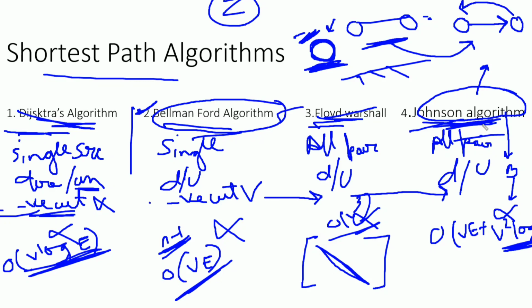Okay, so this is the comparison between the shortest path algorithms. Further, we can use simple BFS. If the graph is an unweighted and undirected graph, then we can use a simple BFS traversal in order to find the shortest path for that problem. So this is all about the comparison.